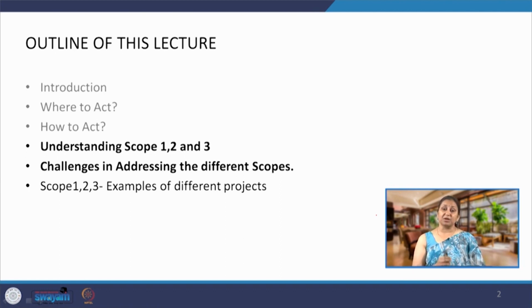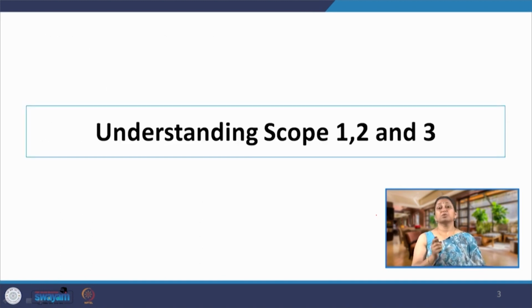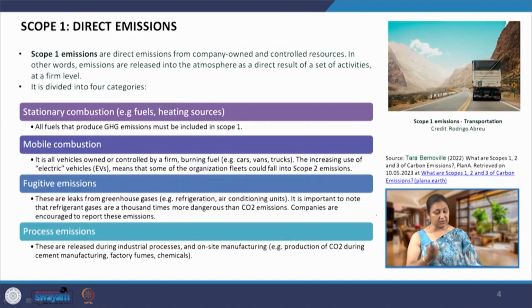So, in this particular lecture we are continuing the previous discussion and going forward with understanding, defining clearly which emissions fall in scope 1, 2 and 3. And then we will also understand the challenges in addressing these different scopes. Today we will cover this much, and then continuing with the same topic we will go forward to the last lecture of this week 3, where we will look at the examples of scope 1, 2 and 3 projects. So, starting with understanding scope 1, 2 and 3 emissions in this lecture today.